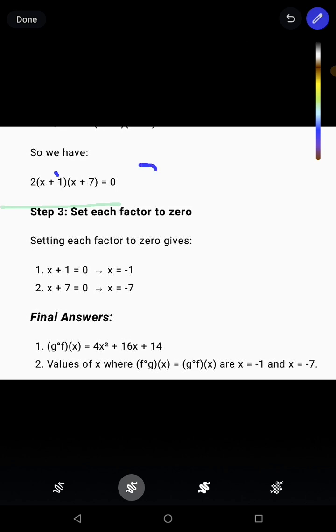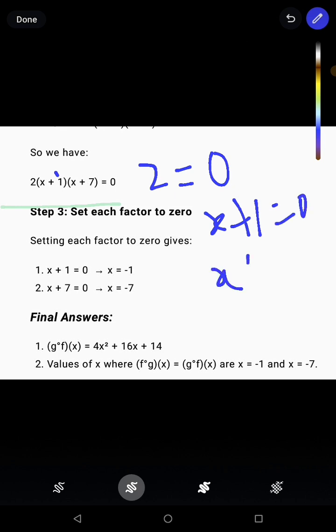That's why we now say that 2 equals 0, or x plus 1 equals 0, or x plus 7 equals 0. And 2 equal to 0 is mathematically wrong. That's a fallacy, actually. 2 can never be 0. They are 2 different elements in the real numbers, so it will never be possible.